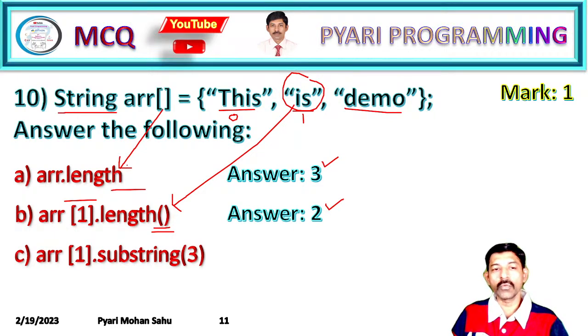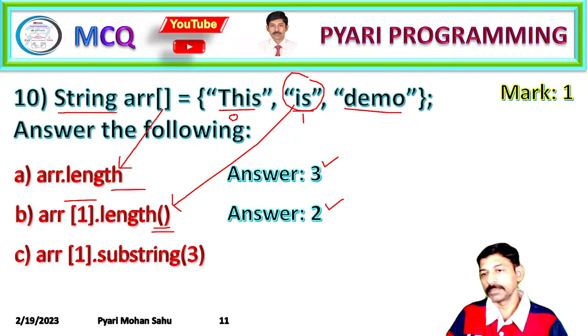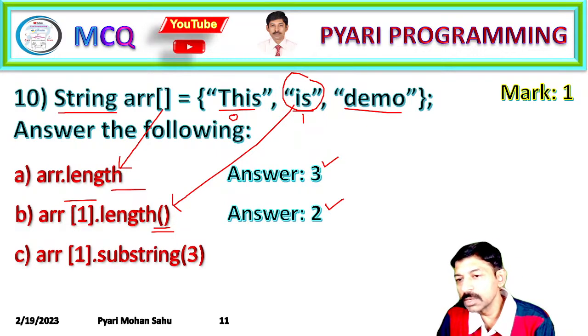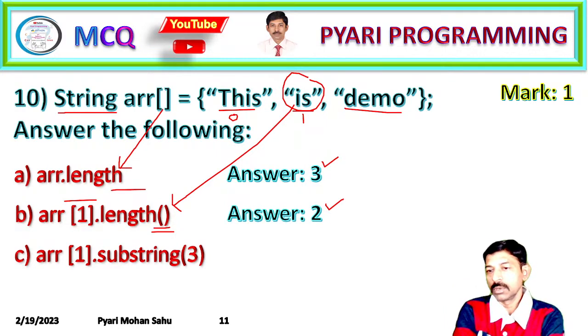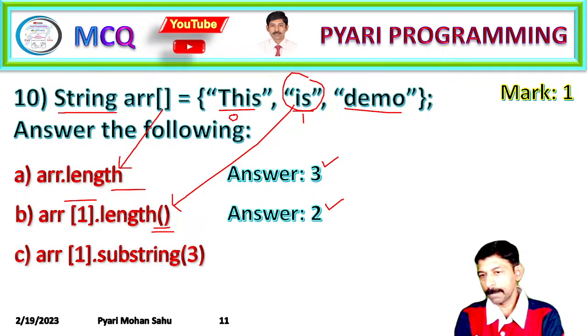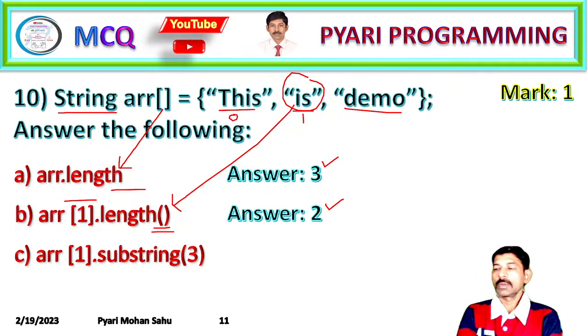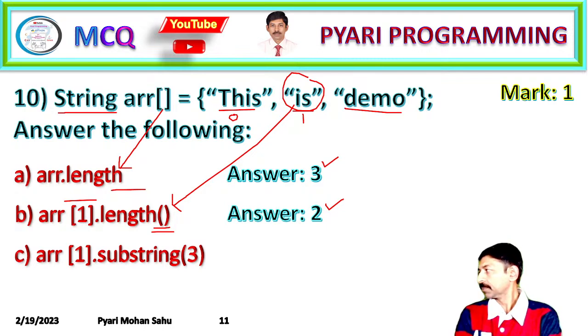Next one, ARR of 1.substring 3. ARR of 1 is in the form of string. Yes, good. Yes, the last one. Yes, this is the last one.